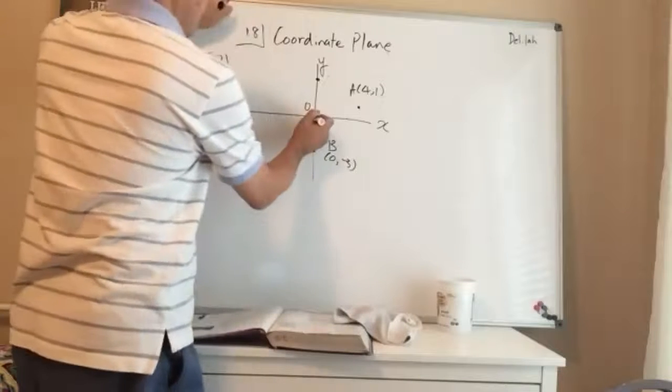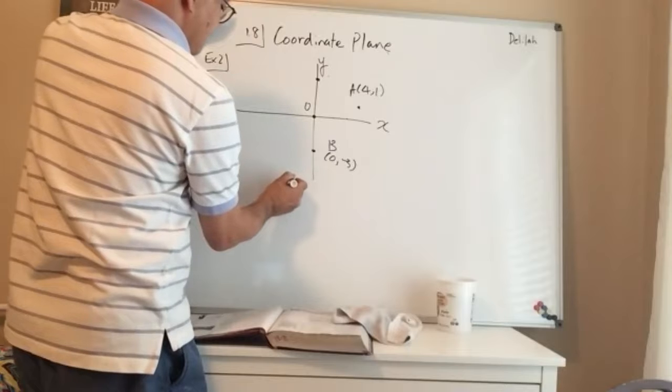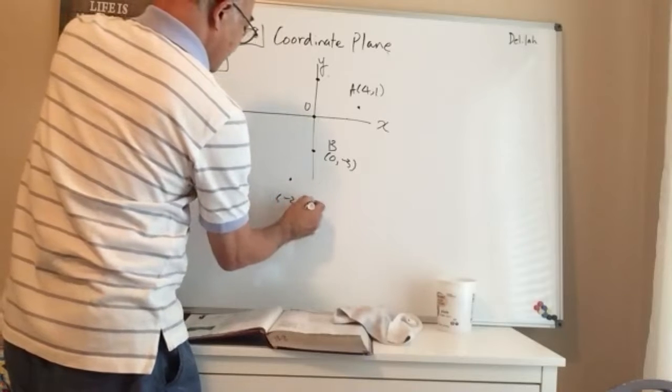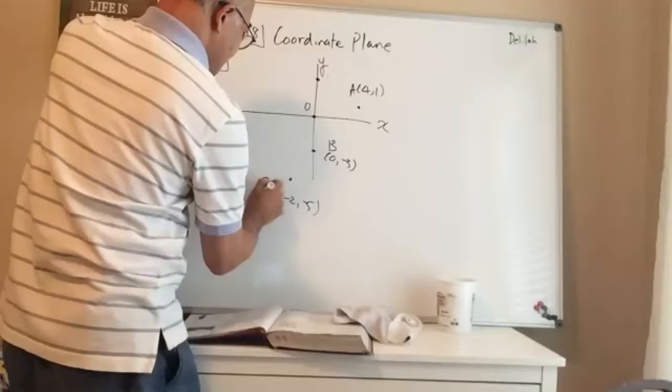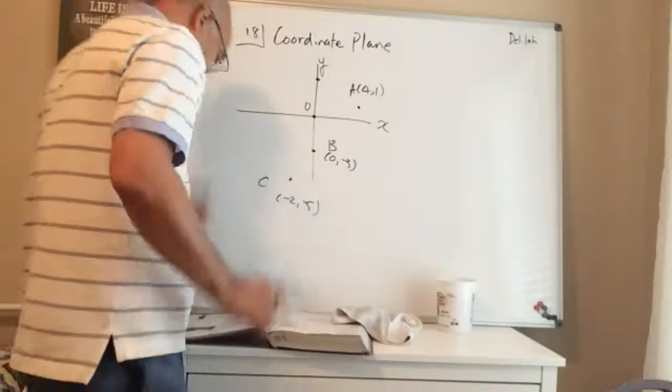So -2, I'm going to go this way, 2. I'm going to go 5 down. This is -2, -5, and the point is C. Okay, that's pretty easy, really.